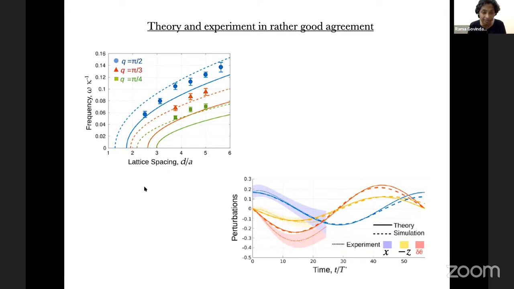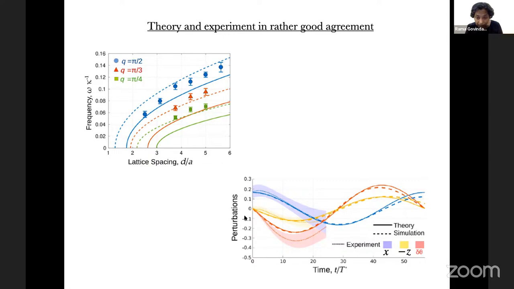At different wave numbers, the dots are the experiment, and the solid lines are what we want to look at. So then it's not too bad. And then here is one of the very, very few experimental verifications of transient growth that I know of. This is the theory, and this is the simulation, which includes all the N particles, and this shaded thing is the experiment.